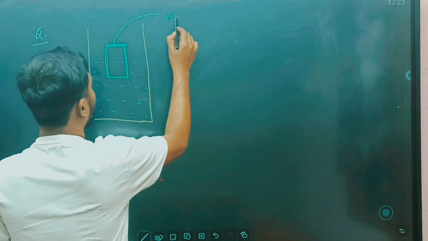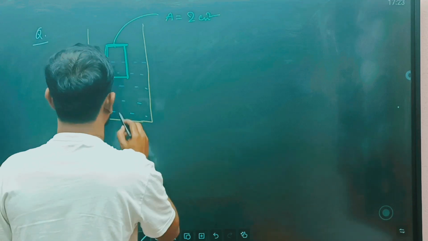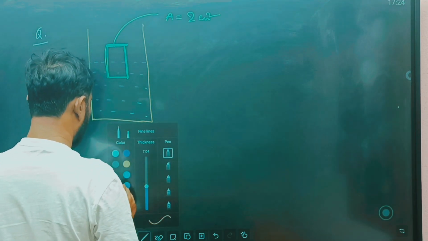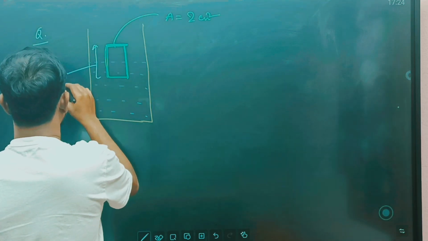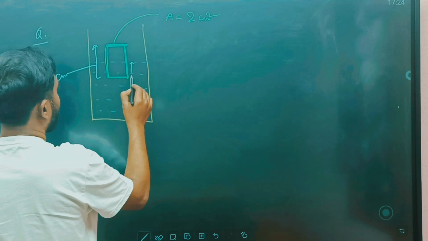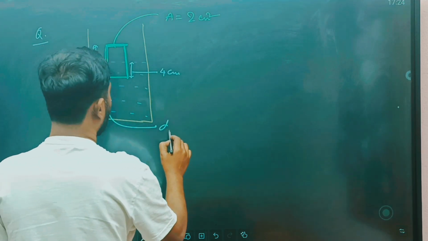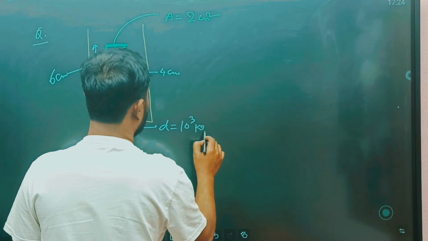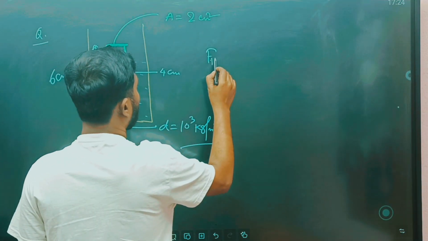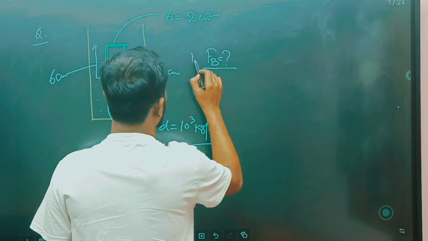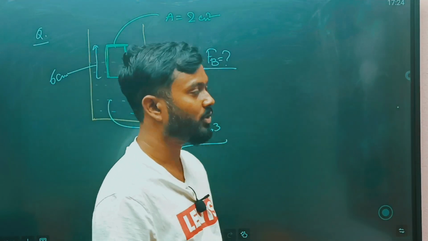The area of the object is 2 centimeter squared, and the length of the object is 6 centimeter, and the length of this immersed part is 4 centimeter, and the density of liquid is 1000 kg per meter cube. The question is: find the buoyancy force.